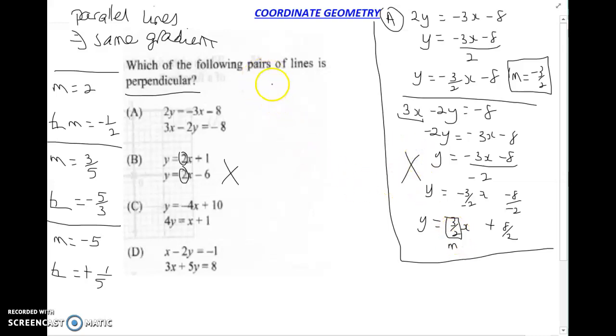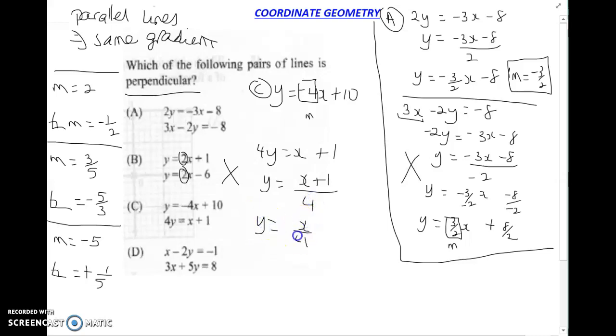Let's do C now. For C, first the gradient: y equals minus 4x plus 10. This is my gradient, cool. Next equation, 4y equals x plus 1. So y is equal to x plus 1 divided by 4, y is equal to x over 4 plus 1 over 4. So my gradient is what? 1 over 4. So you see how the sign changed and we flipped it. So this is actually perpendicular. One gradient was negative 4, and the perpendicular gradient was a quarter. Cool.